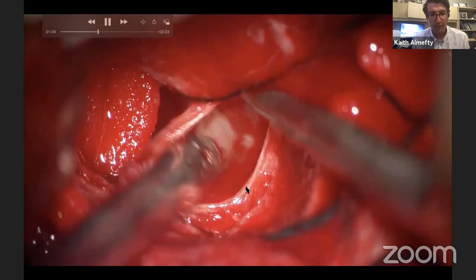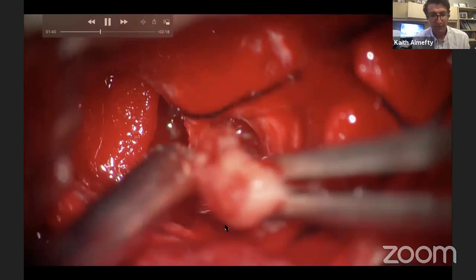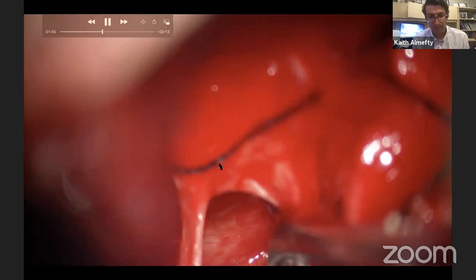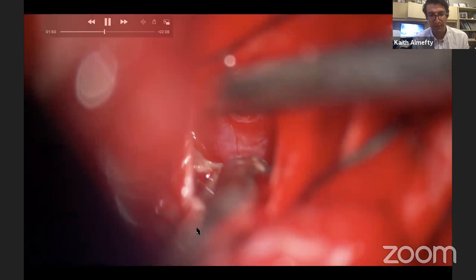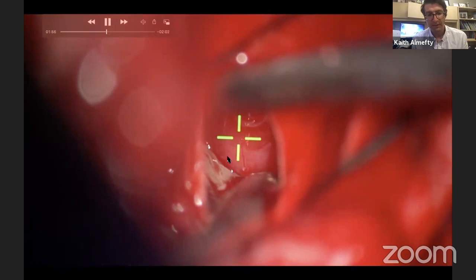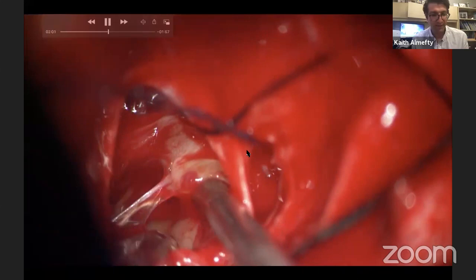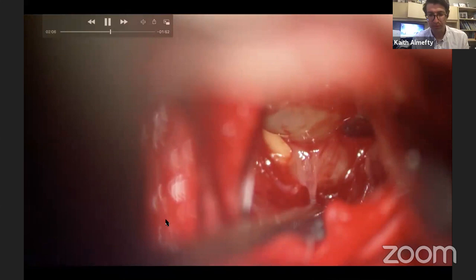And then as you can see, as this dissection proceeds, really the tumor brings itself to you and the anatomy becomes more and more clear. So here's the carotid in the depth, and you can see the tumor has a very nice plane of dissection with the carotid artery. Once we have that, the danger portion of the procedure is beyond us, and we can resect the remainder of this tumor.